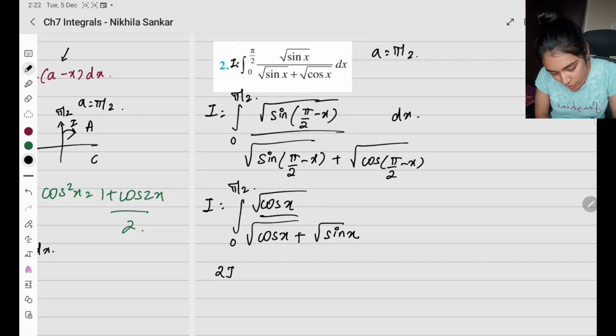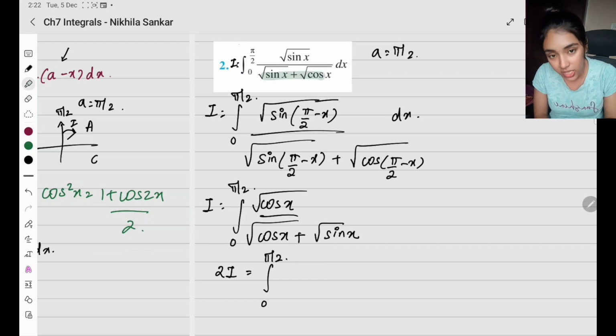So, I have two different I's. I am going to add the two. So, I have 2I equals the integral from 0 to pi by 2. In the numerator, what do we have? Since the denominators are the same, you see, here the denominator is root sin x plus root cos x. Here the denominator is root sin x plus root cos x. So, I can add the numerators.